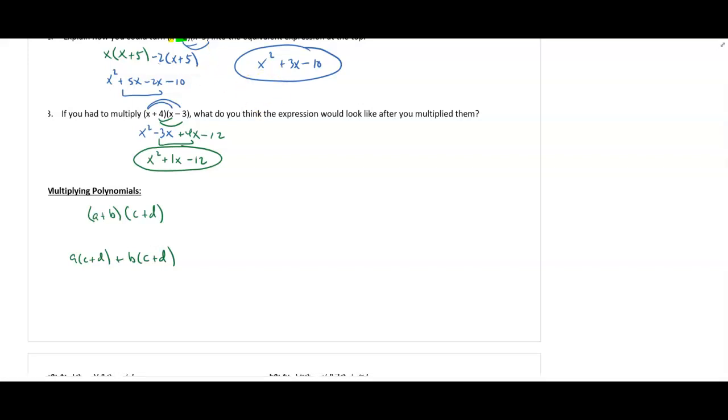But again, some people will talk about FOIL. So A times C, that's the first. The outers would be A times D. The inners would be B times C. And then the last would be B times D. And then combine like terms.